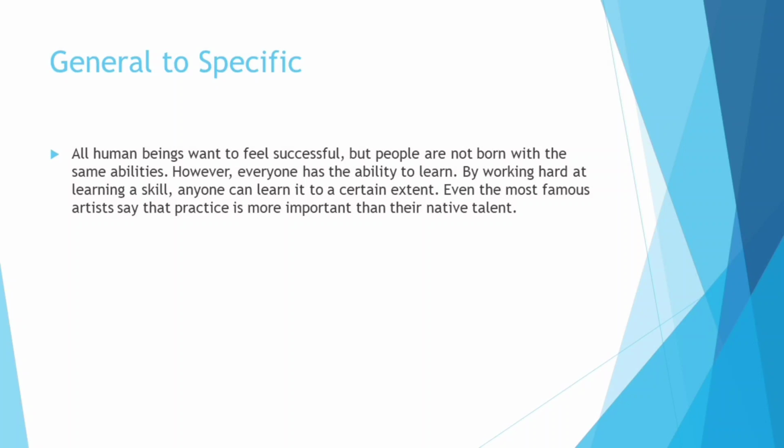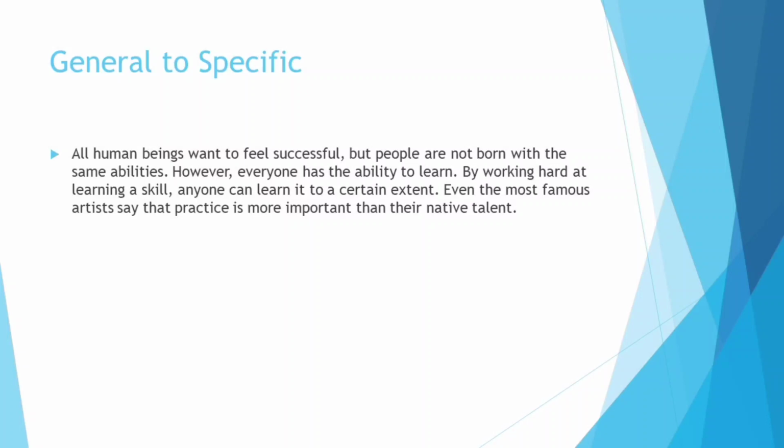Now, this is an example of general to specific background information. All human beings want to feel successful, but people are not born with the same abilities. However, everyone has the ability to learn. By working hard at learning a skill, anyone can learn it to a certain extent. Even the most famous artists say that practice is more important than their native talent. Now, we just have 3-4 sentences here.